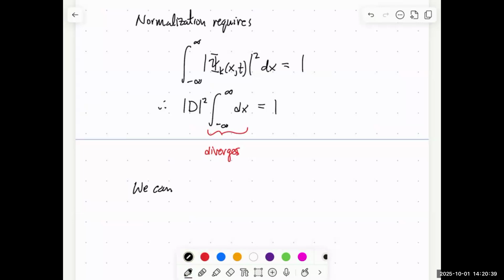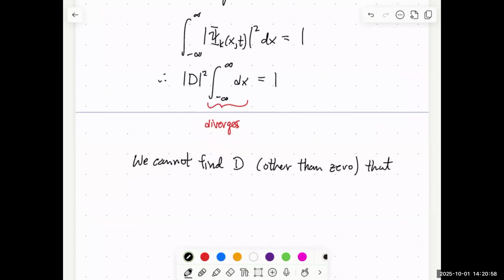We cannot find D other than 0. Well, if D is 0, wouldn't that also not meet the condition? Yeah, if D is 0, then there's just no wave function. There's no particle. That also doesn't satisfy normalization.